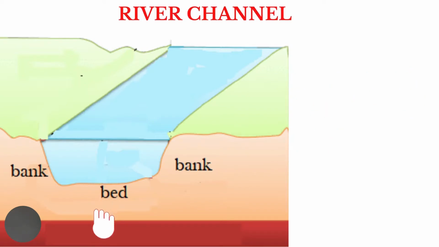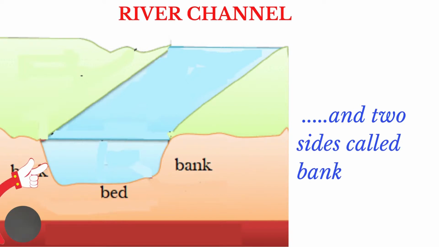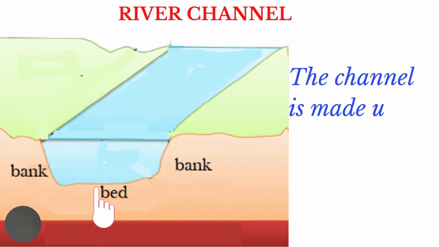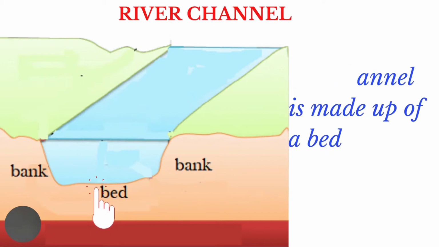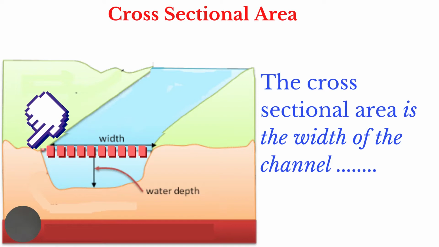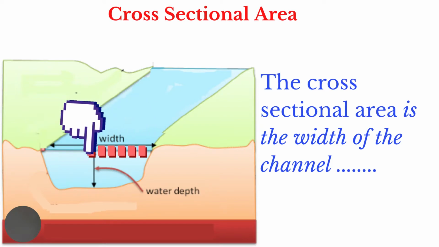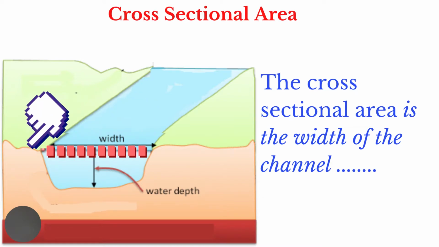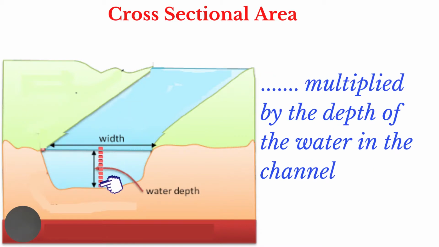The channel of a river is made up of a bed and two sides. These two sides are called banks. The cross-sectional area of the channel is the width of the channel multiplied by the depth of the channel.